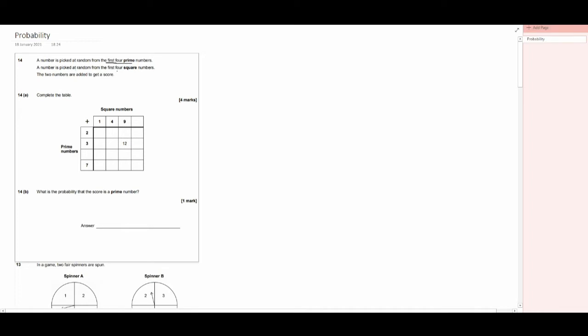A number is picked at random from the first four prime numbers. A number is picked at random from the first four square numbers. The two numbers are added to get a score. Complete the table. So there's four essentially 3 marks. You have the first four square numbers, start on the top row, 1, 4, 9, 16, and the first four prime numbers, 2, 3, 5, 7.